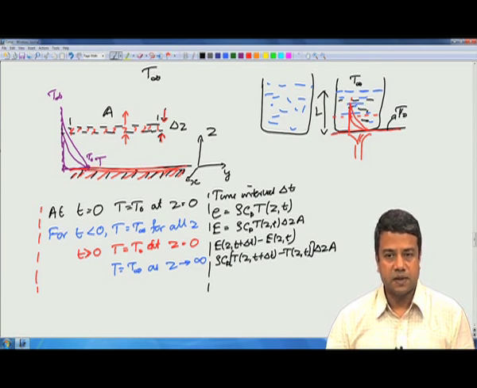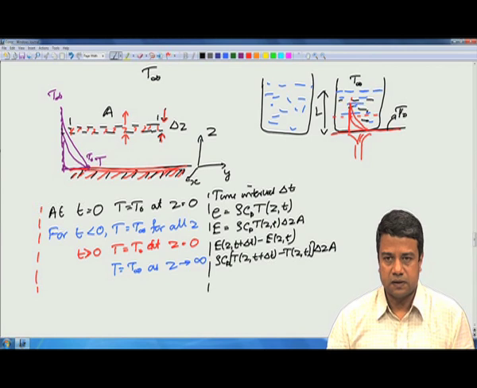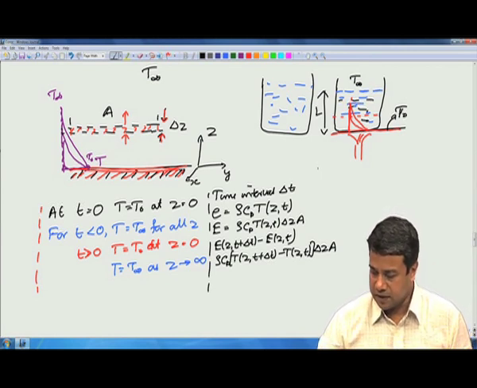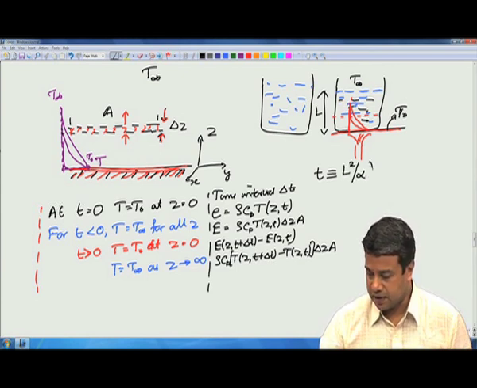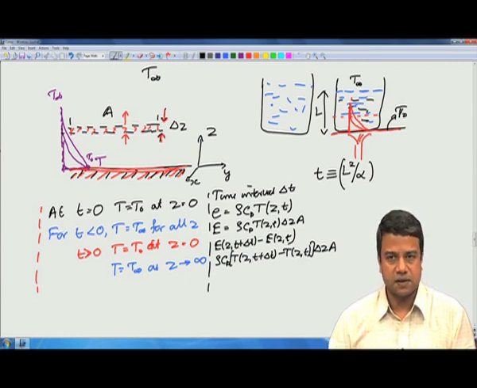Once the time becomes comparable to the thermal diffusion time, you can no longer consider the fluid to be infinite, and the fact that there is an upper boundary does matter. And that thermal diffusion time, just from dimensional analysis, has to scale as length square by the thermal diffusion coefficient. This is just a simple scaling.